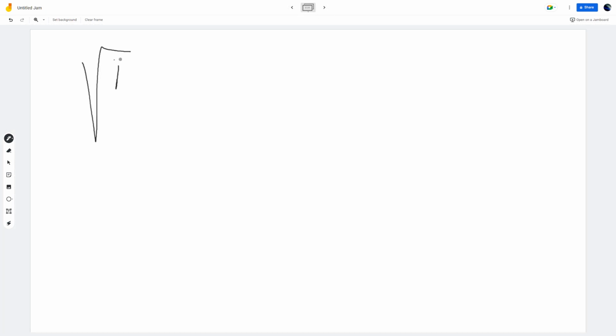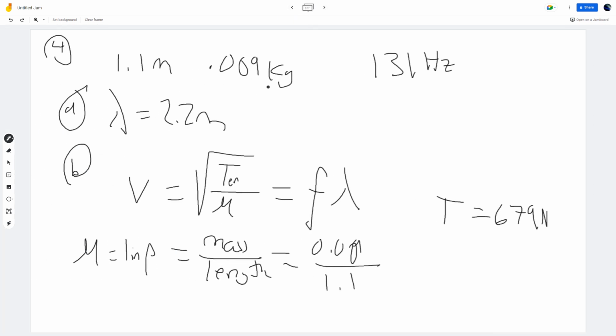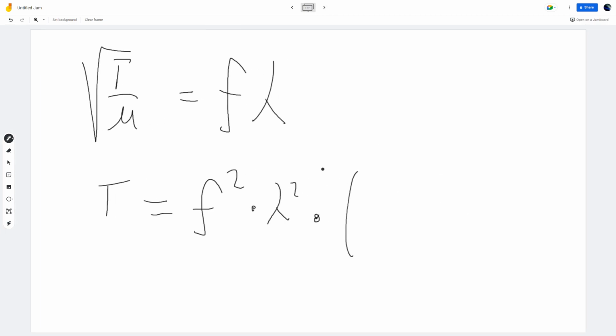Let me also just expand my work a little bit just to make sure that's right. So square root of tension over mu equals frequency times wavelength. So tension equals frequency squared times wavelength squared times mass over length. And I believe it's the length of the string. That might be where I'm wrong. Okay, so the length of the string is 1.1 and the mass is 0.009.